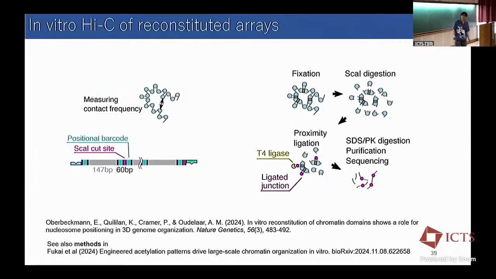So just for the last part, sorry, I'm running out of time. But here we have now done this kind of Hi-C experiment, that contact map experiment, in vitro inside the tube. This was very, very difficult, but we figured it out quite recently. Now we do it inside the tube.